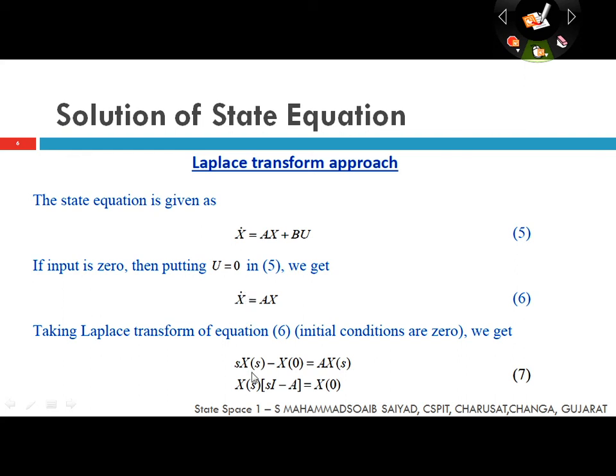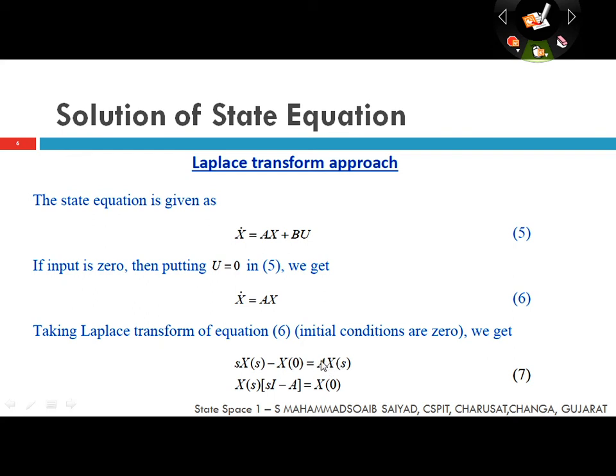Here it is a derivative term. If I take the Laplace of a derivative, it becomes s into x of s minus x of 0. This x of 0 is present because we have to consider the initial condition also, plus a into x of s. Right now we are considering the initial conditions set to 0, so this x of 0 becomes 0. So s into x of s is equal to a x of s.